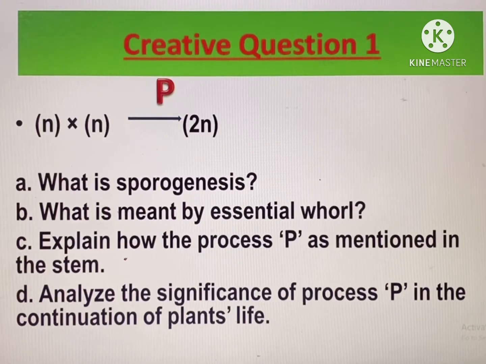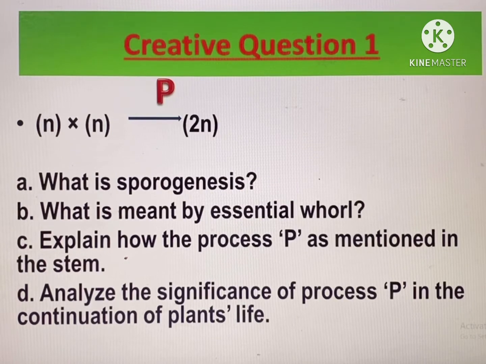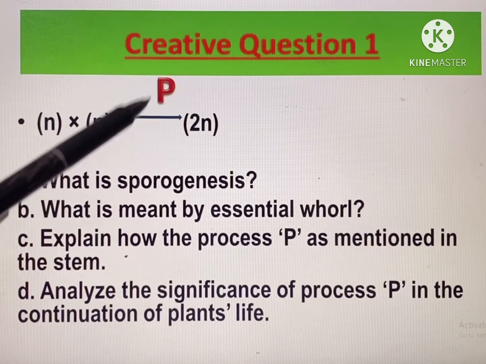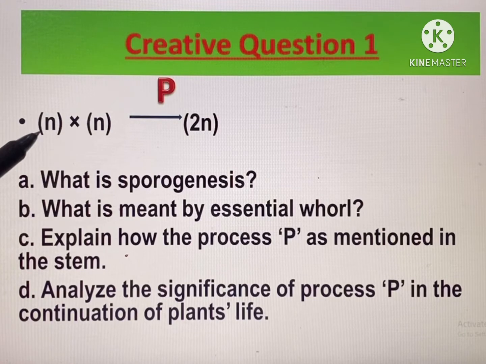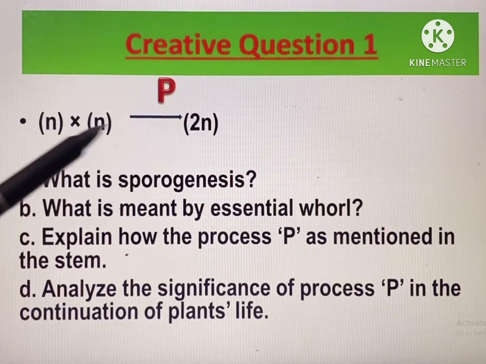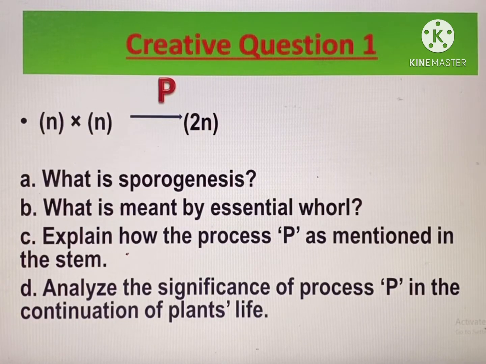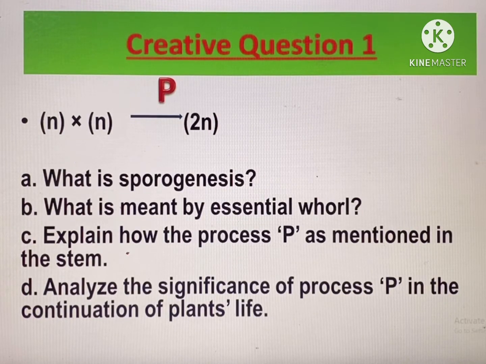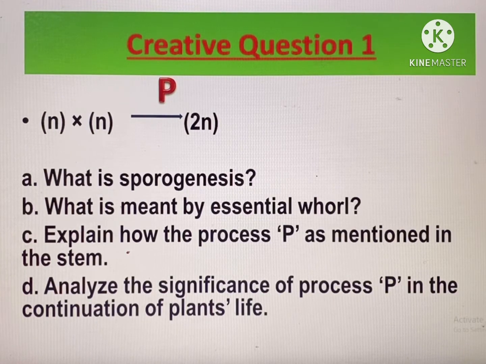Here is the first creative question, and the stem denotes that N, that means haploid, and N, that also means haploid, with the process P forms 2N, which makes it very clear that these two haploid gametes together form the zygote, that is diploid, with the help of P. So at first the students have to know what the stem is actually indicating to write. So P is fertilization. You all know about this.